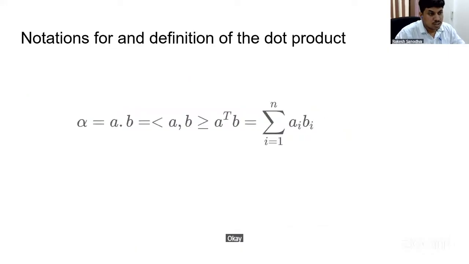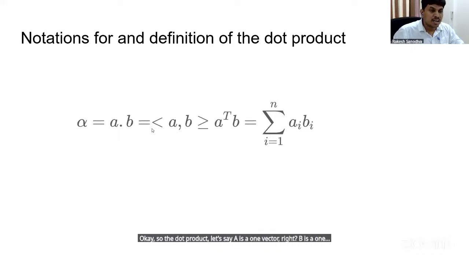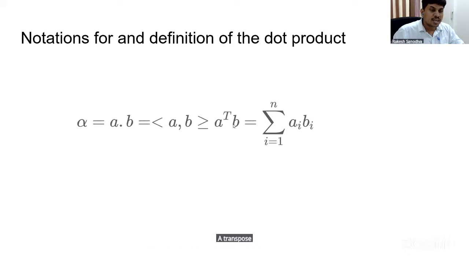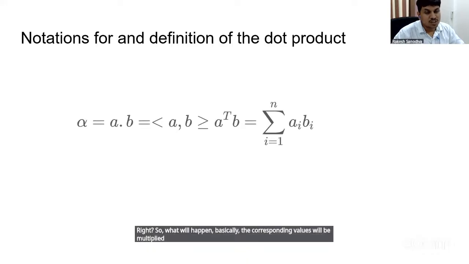Okay, the dot product: let's say A is one vector and B is another vector. What you basically do is A transpose B. When you perform A transpose B, the corresponding values will be multiplied, and then the results of those corresponding values are added. So you will perform the summation.